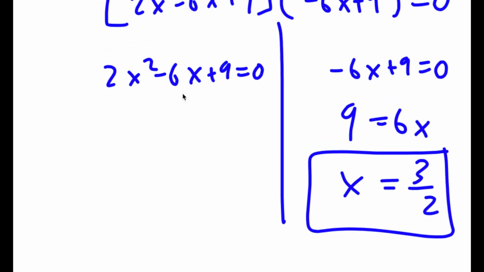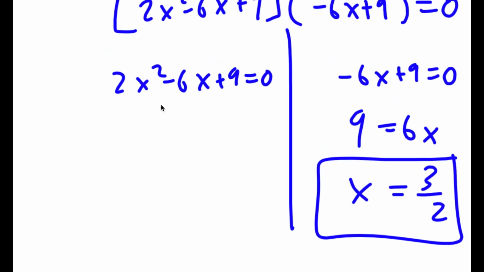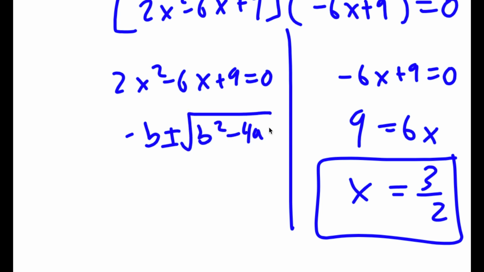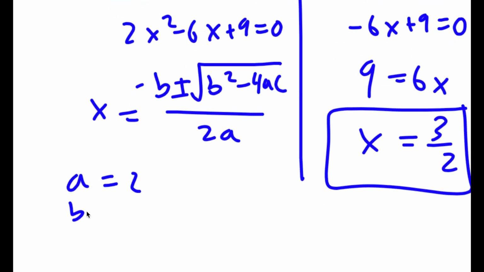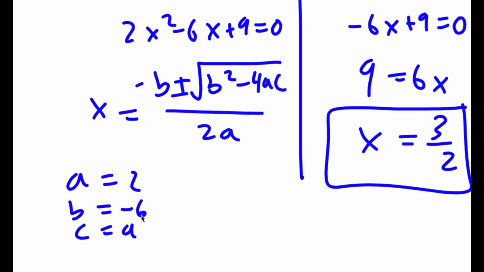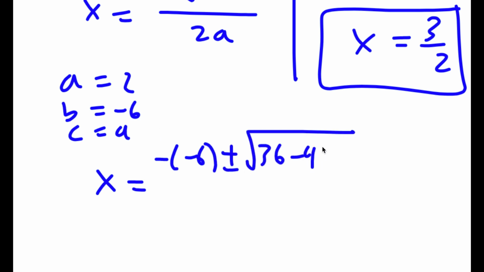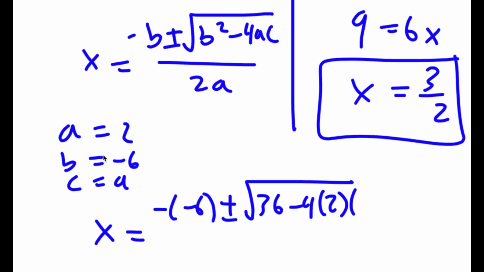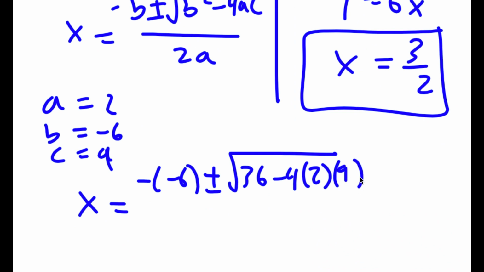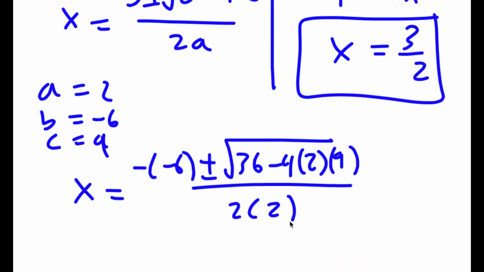Now for 2x^2 − 6x + 9, I have to use the quadratic formula, which is negative b plus or minus the square root of b squared minus 4ac, all over 2a. So in this case, a is 2, b is negative 6, and c is 9. So I get x is equal to negative of negative 6 plus or minus the square root of (negative 6) squared, which is 36, minus 4 times a, which is 2, times c, which is 9, all over 2a, so 2 times 2.